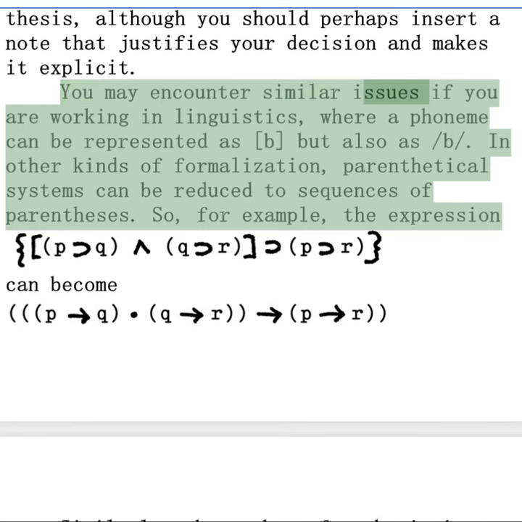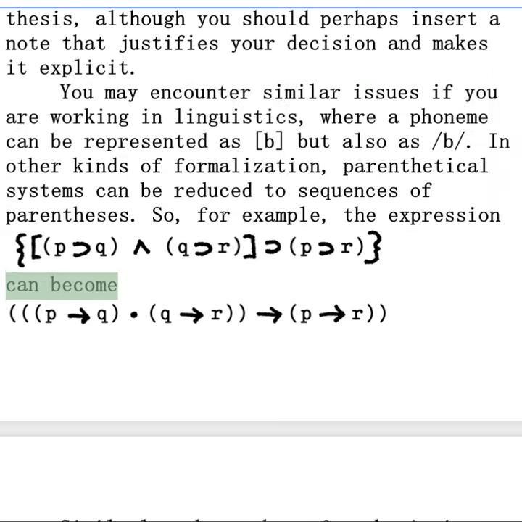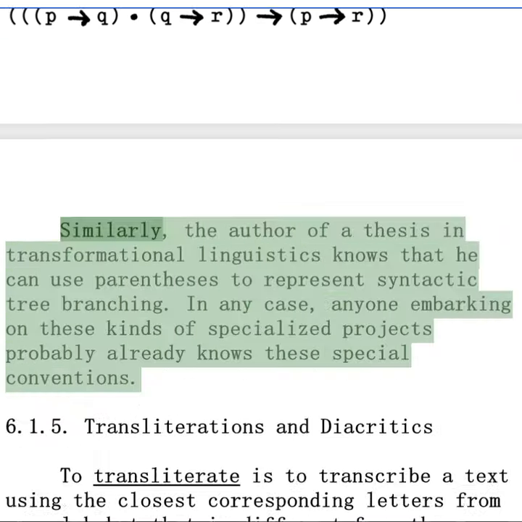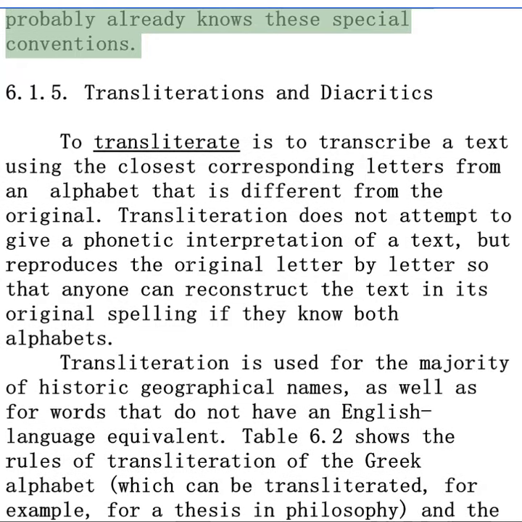You may encounter similar issues if you are working in linguistics, where a phoneme can be represented in one way but also in another. In other kinds of formalization, parenthetical systems can be reduced to sequences of parentheses. So, for example, the expression can become another. Similarly, the author of a thesis in transformational linguistics knows that he can use parentheses to represent syntactic tree branching. In any case, anyone embarking on these kinds of specialized projects probably already knows these special conventions.